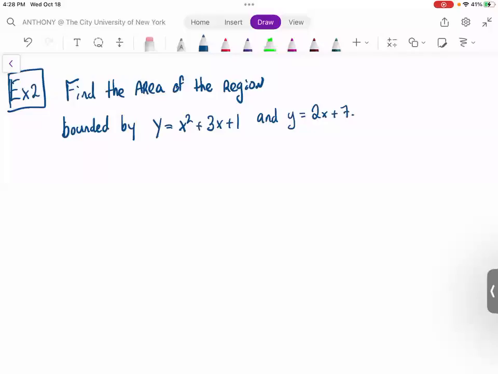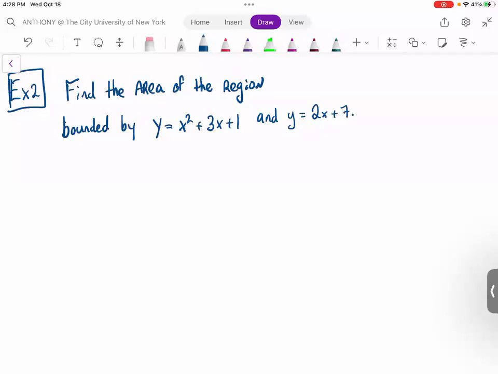All right, so the second example states: find the area of the region bounded by y equals x squared plus 3x plus 1 and y equals 2x plus 7. From the previous video, you saw that this problem was solved in 3 steps. You find the point of intersection by setting the two equations equal to each other. The second thing is to make a quick sketch, so you can identify who's the top function and who's the bottom function. And step 3 is to find the area.